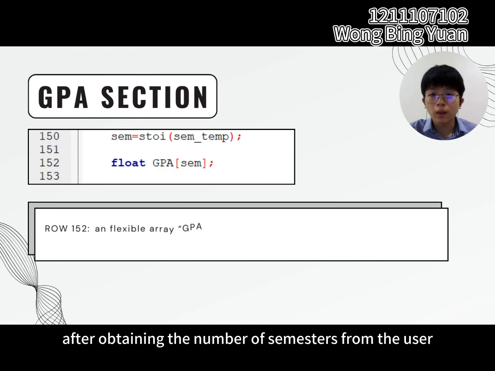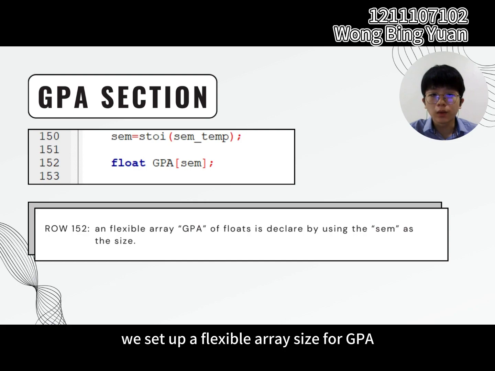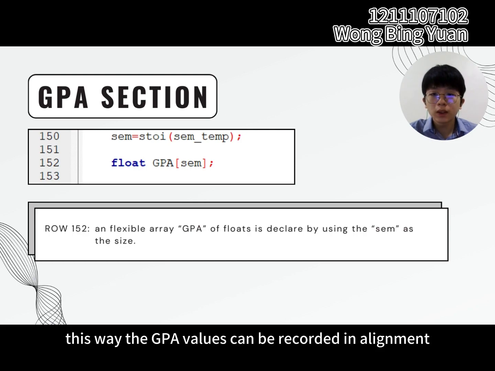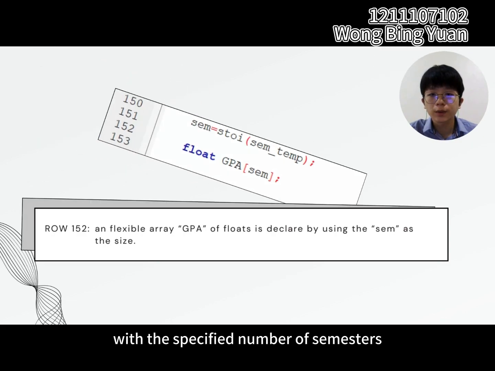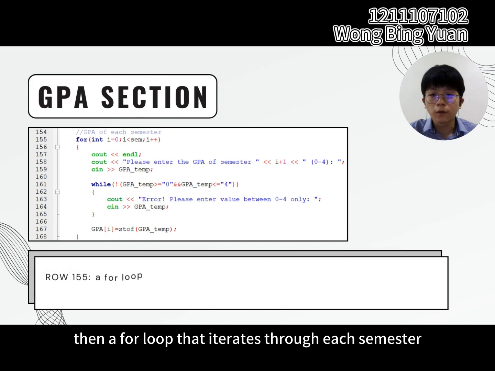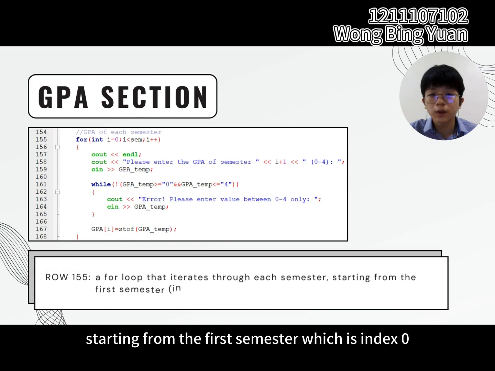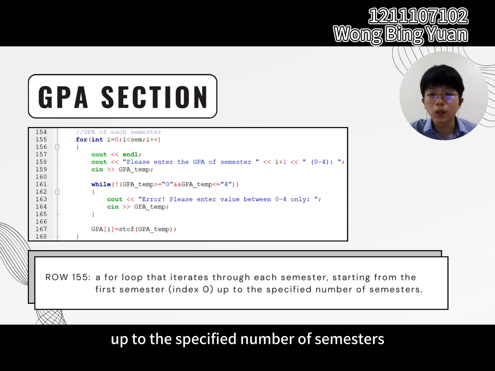After obtaining the number of semesters from the user, we set up a flexible array size for GPA. This way, the GPA values can be recorded in alignment with the specified number of semesters. Then, a for loop iterates through each semester, starting from the first semester, which is index 0, up to the specified number of semesters.